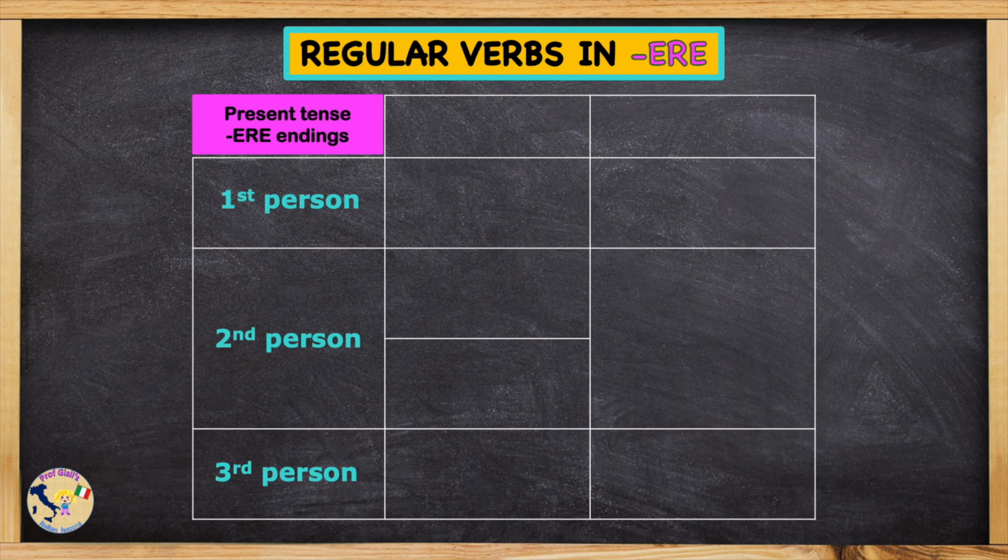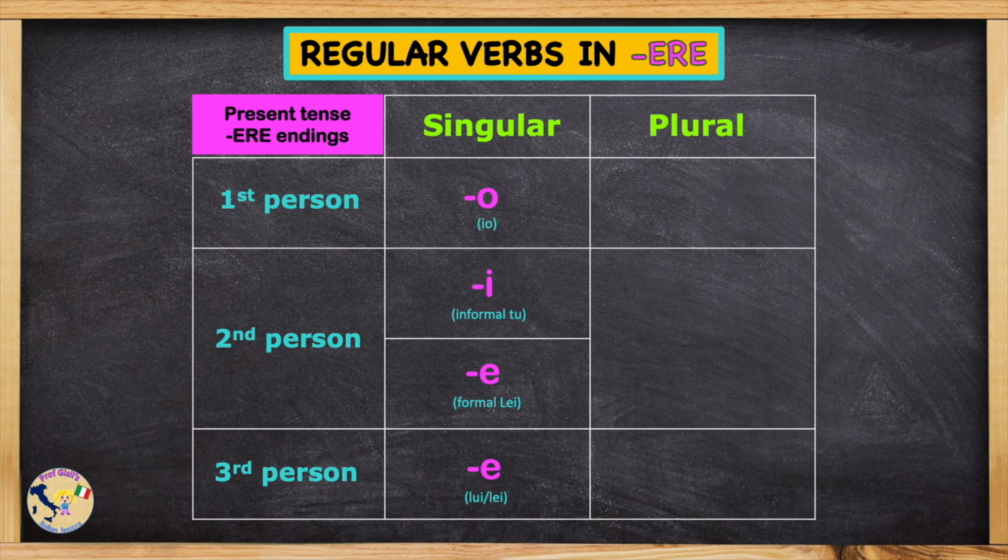by looking first of all at their endings. The singular endings are o for the first person, i for the second person informal, and e for the second person formal and for the third person. The plural endings are iamo for the first person, ete for the second person, and ono for the third person.